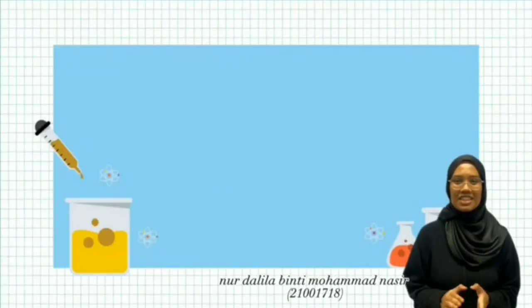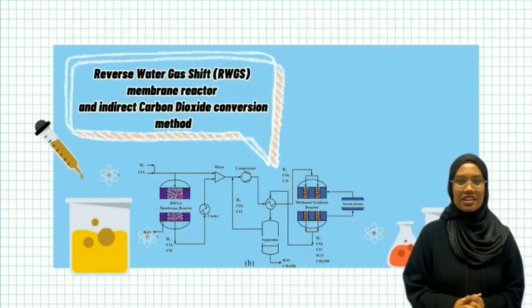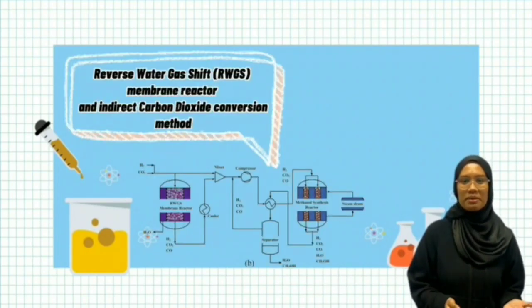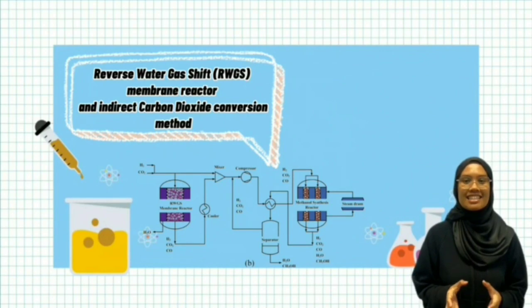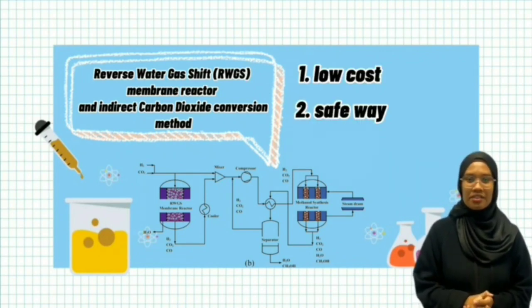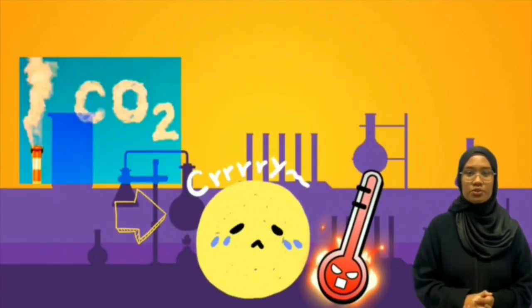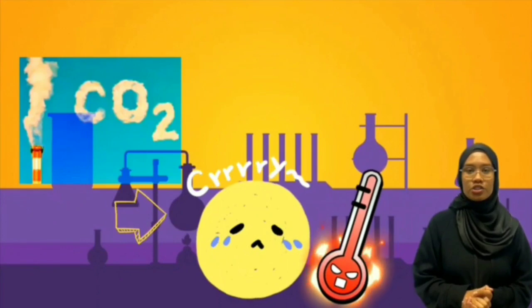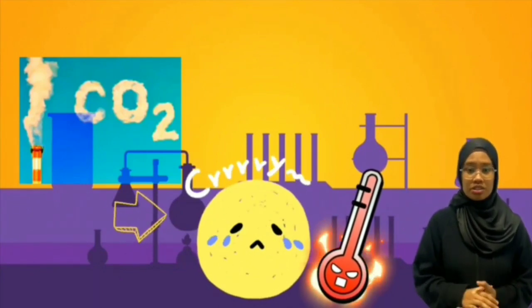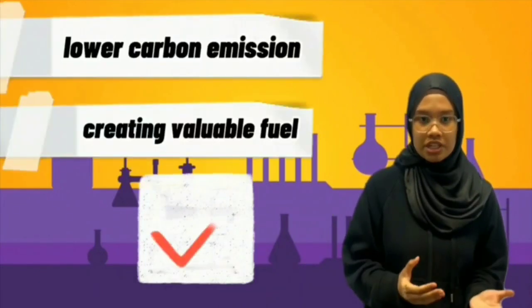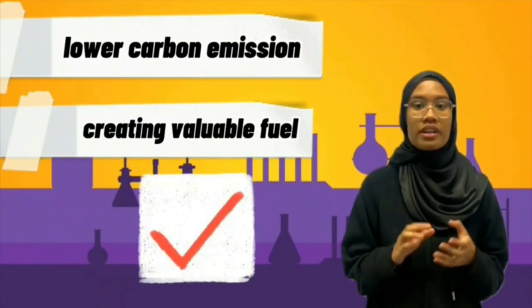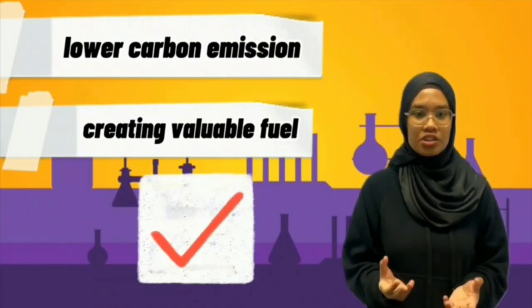Our group has decided to choose the reverse water gas shift (RWGS) membrane reactor and the indirect carbon dioxide conversion method, as it is a low cost and secure way of producing methanol. First off, using carbon dioxide as a feedstock for the synthesis of methanol is possible thanks to the indirect carbon dioxide conversion process. Carbon dioxide is a greenhouse gas that significantly contributes to climate change. With the help of hydrogen, carbon dioxide is reduced in this process to create methanol. Due to its potential to lower carbon emissions while also creating a valuable fuel, this technique has attracted attention.